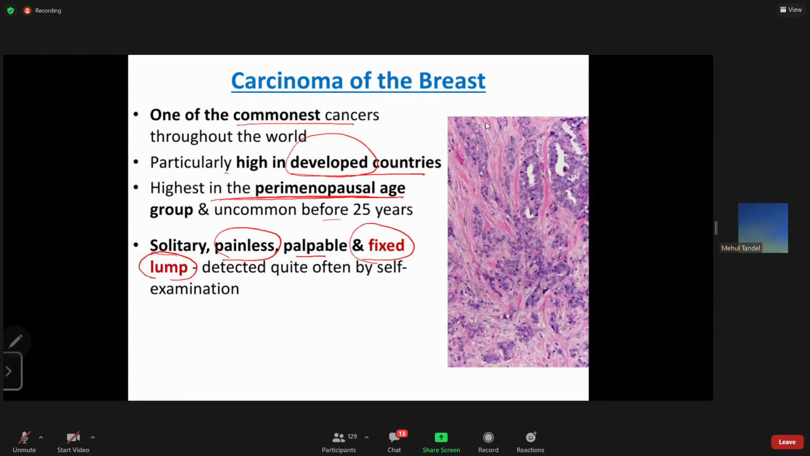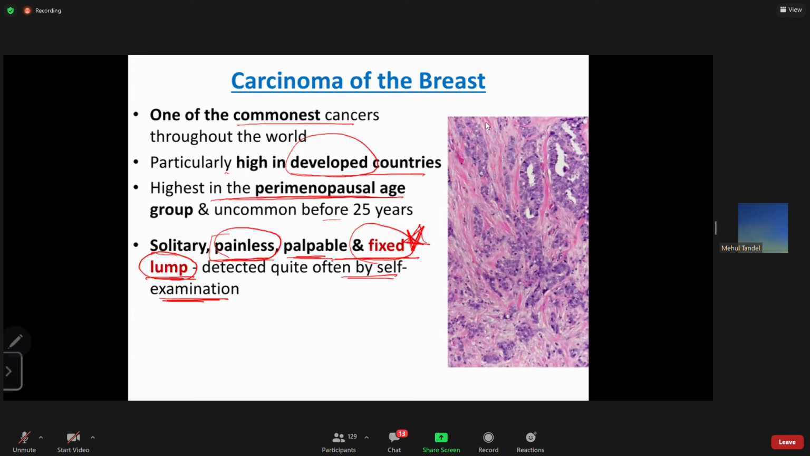Remember, it is a fixed lump. You cannot move it. Very often it is detected by self-examination. It is painless, palpable, but fixed. It is not movable. You cannot move it. So if this lump is not movable, mostly it is a carcinoma, cancer. It is painless, so many women avoid it.